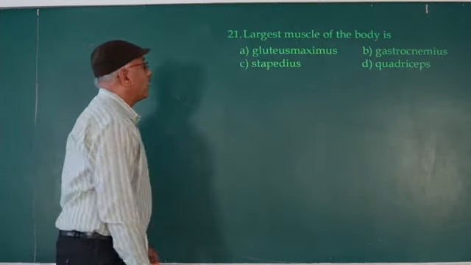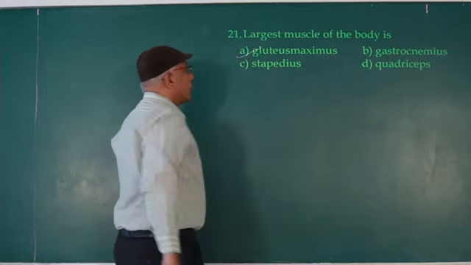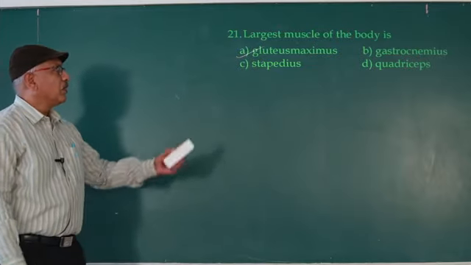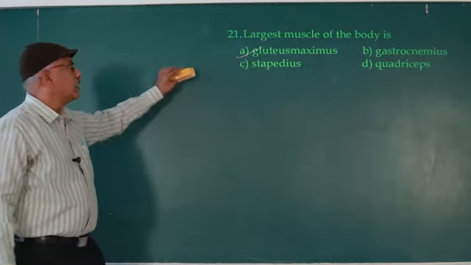Largest muscle of the body, gluteus maximus. So that is hip muscle. Hip muscle is gluteus maximus. So that is the largest muscle.